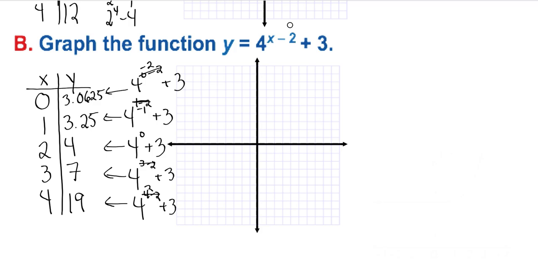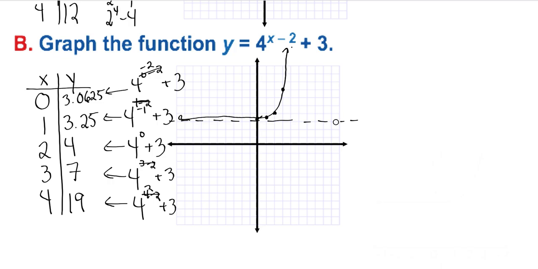So then we go ahead and graph those. So 0 and then 3.0625. It's kind of right on the axis there. 1, 3 1/4. 2, 4. 3, 7. And then 4 off in space. And then draw the asymptote. And then draw our graph and approach that line. Okay. And there you have it.